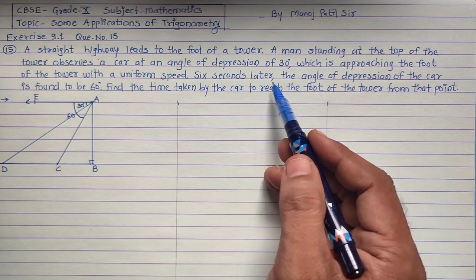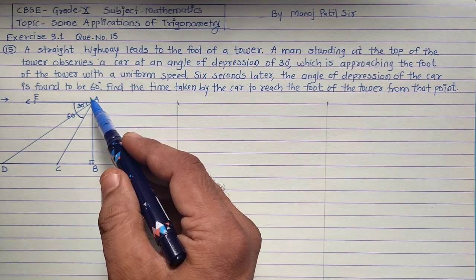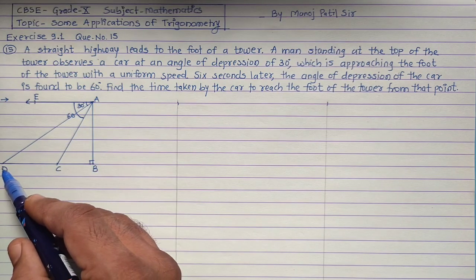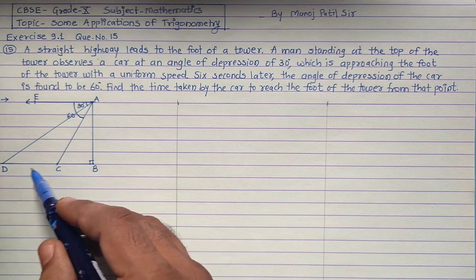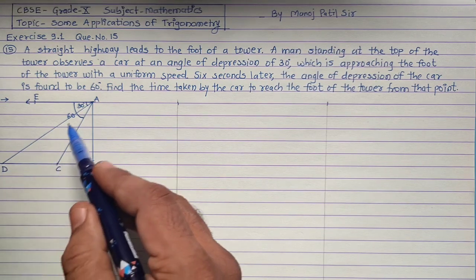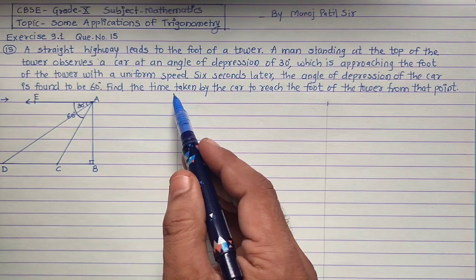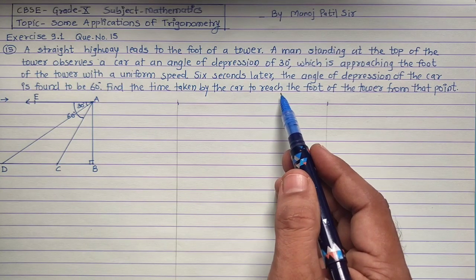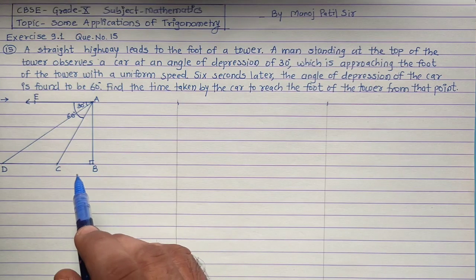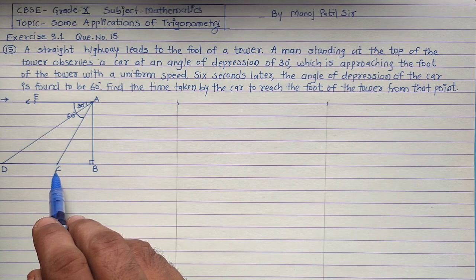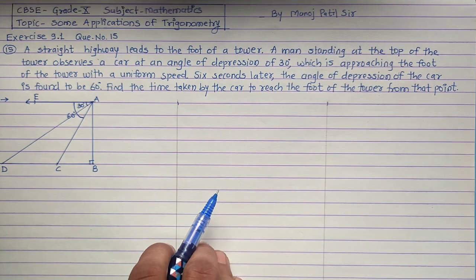6 seconds later, the angle of depression of the car is found to be 60 degrees. So the car takes 6 seconds to travel distance DC. And the angle of depression becomes 60 degrees here. Find the time taken by the car to reach the foot of the tower from that point. Now here we have to find the time required to travel distance CB. So let us write the given things here.